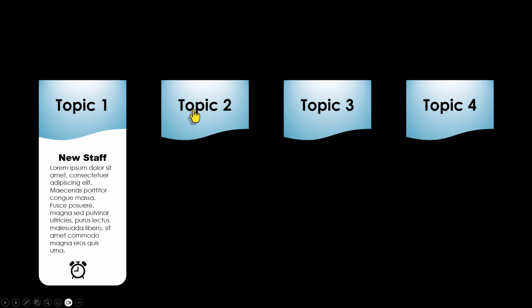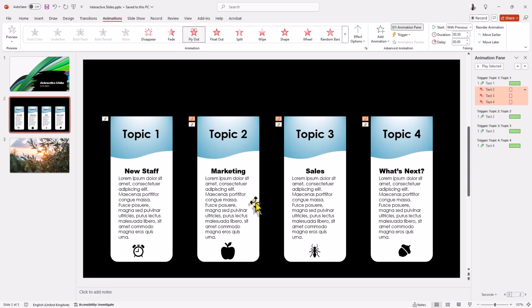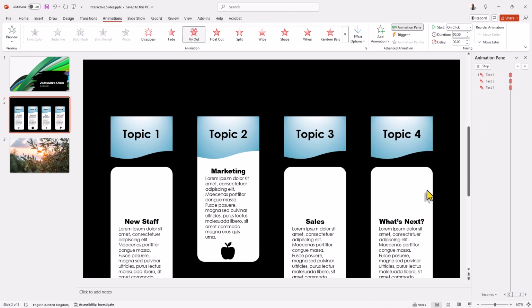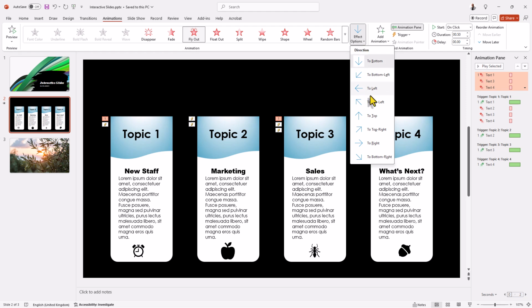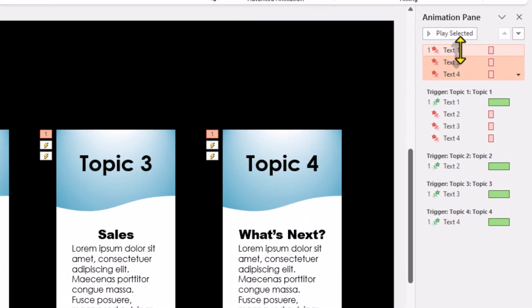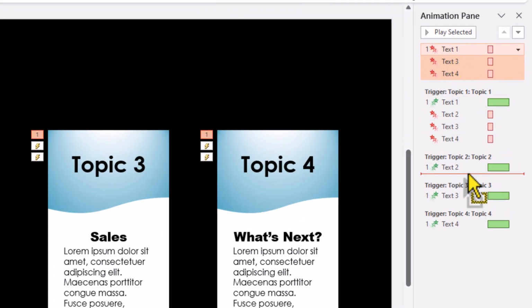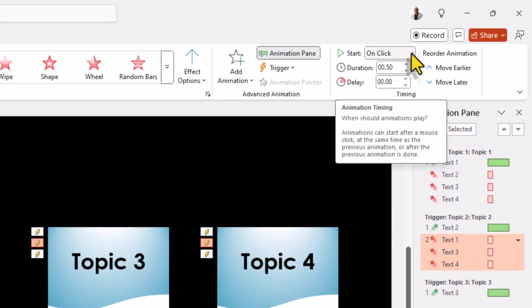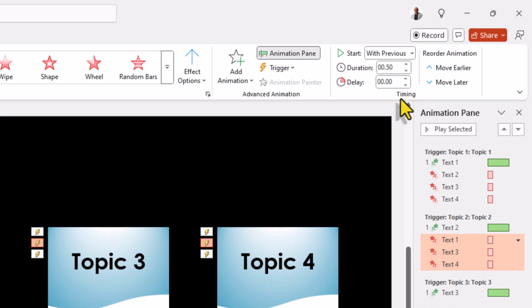So what we want to do is for that to happen with each one. So we've just got to think about it. So we want topic 2 to come down. So if you select topic 1, hold shift down, 3 and 4, add animation and have that flying out. Again, effect options is to the top, then go and drag those underneath text 2, and then while they're selected, change that to with previous.